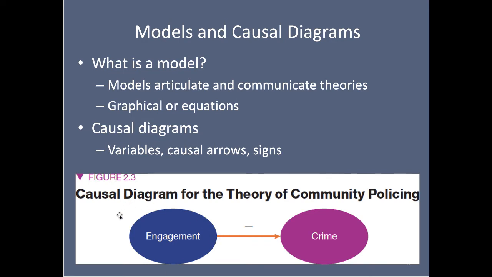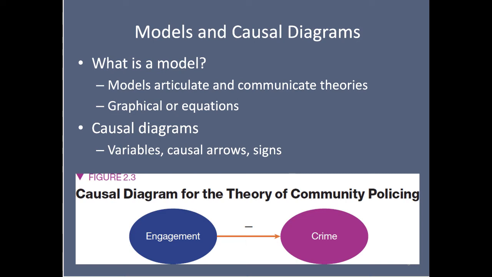We're going to have a variable, which is in a circle, such as engagement, and another variable, crime here. And a key thing is the arrow and the sign. We're going to go through each of these things, but these are the basic components of this kind of model.